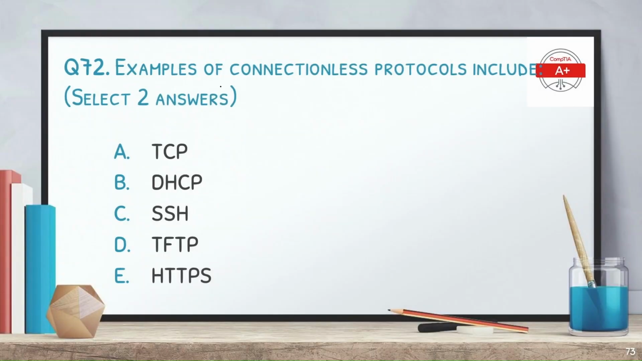Question number 72 is that examples of connectionless protocols include, and we will select two answers, connectionless protocol, and the options are A, TCP; B, DHCP; C, SSH; D, TFTP; and E, HTTPS. And the correct two options are DHCP and TFTP. So the rest, TCP, SSH, and HTTPS, are connection-oriented, whereas DHCP and TFTP are connectionless protocols.